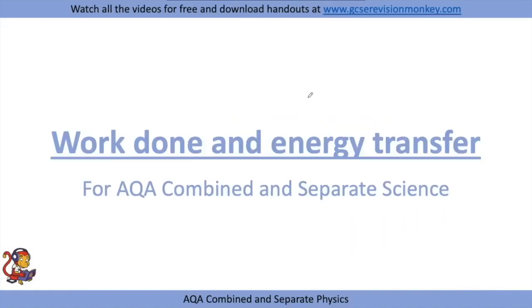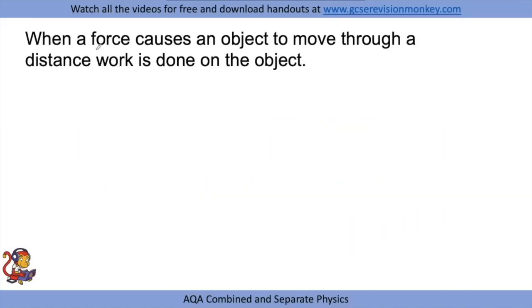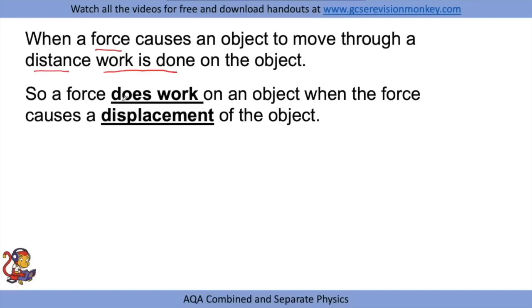Work done and energy transfer. When a force causes an object to move through a distance, work is done on the object. So because we're talking about distances, we can say a force does work on an object when the force causes a displacement of the object, because distance and displacement are linked. Distance is scalar and displacement is vector.